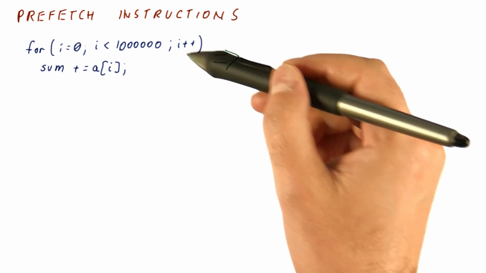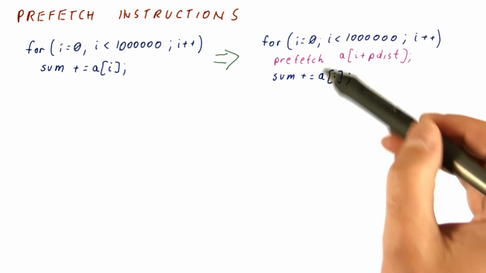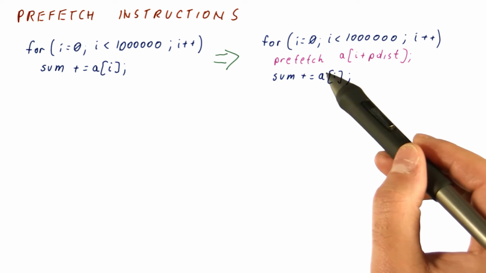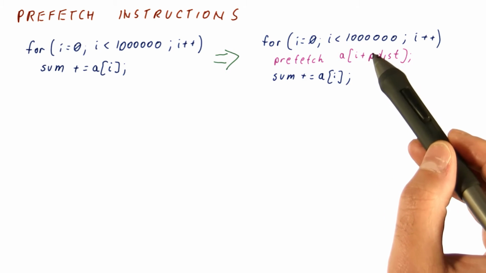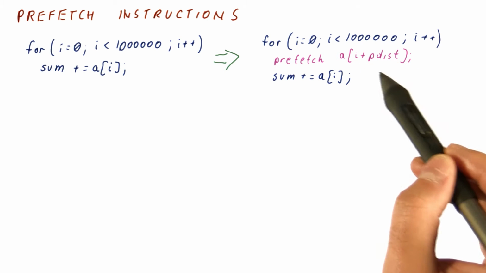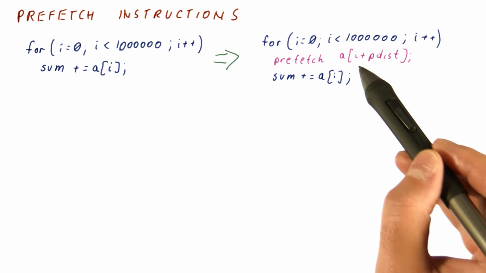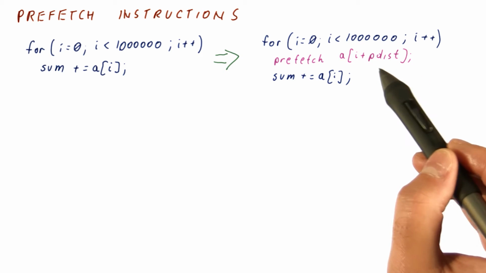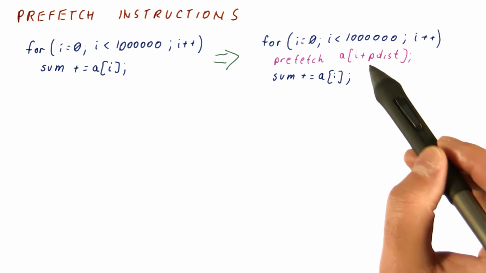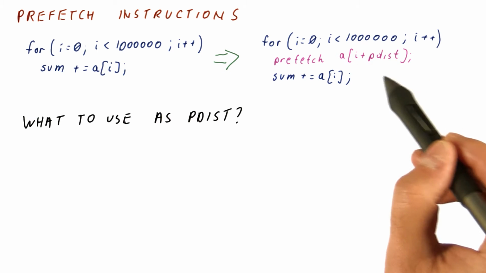With prefetching instructions, this program will become something like this. We still have the original program, but in this loop, in addition to accessing the appropriate element of the array in an iteration, we will be prefetching an element that we will access in the future. pdist here should be at least 1, so that we are prefetching the next element, but you might want to prefetch the next, or even more advanced elements. So here, one of the trickier questions is what should be the pdist? How far in advance to prefetch?